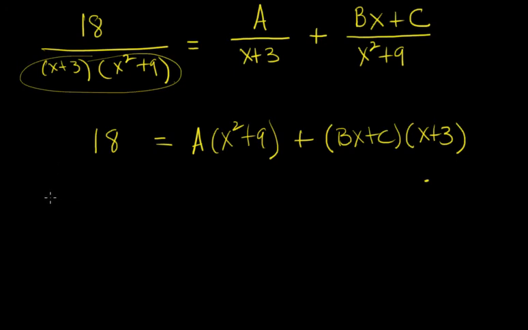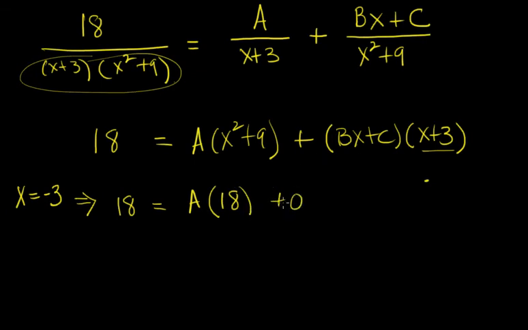Now I need to solve for a, b, and c. Well, a convenient value, x equals minus 3 would be a good one. So let's let x be minus 3 first, and then I know that this will become 0, which will wipe out my entire second term in the sum there. So if x is minus 3, I get 18 is equal to a times, okay, minus 3 squared, that's 9 plus 9 is 18. And this will all be 0, plus 0. So that tells me, oh, that's nice, a is equal to 1. So I have solved for a.